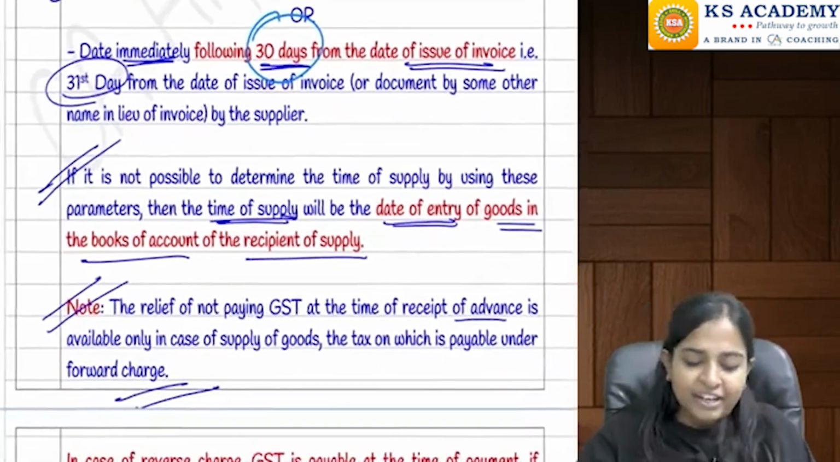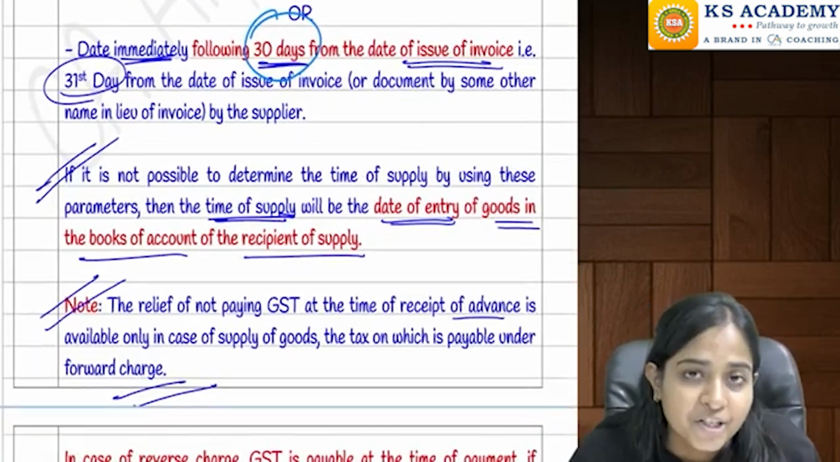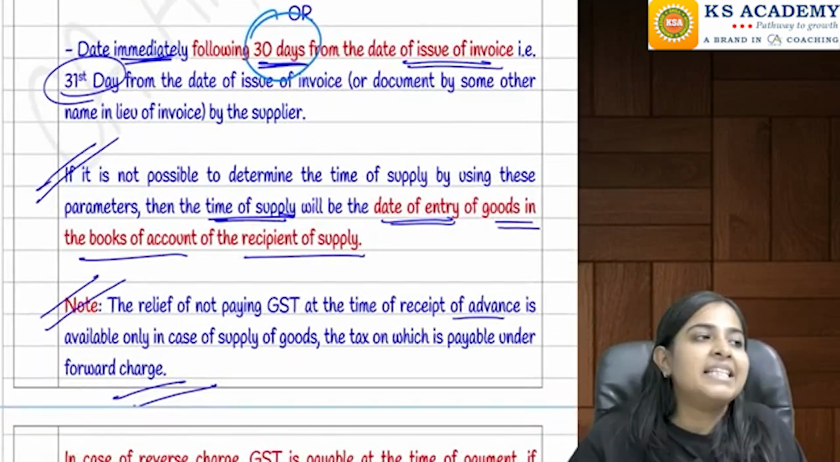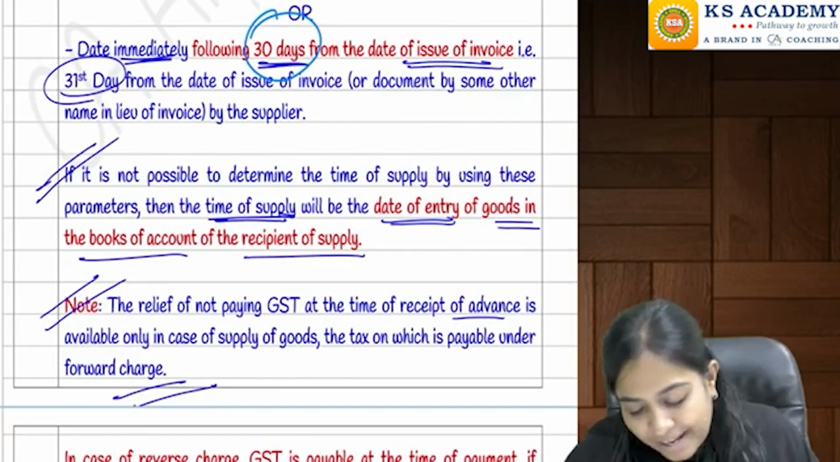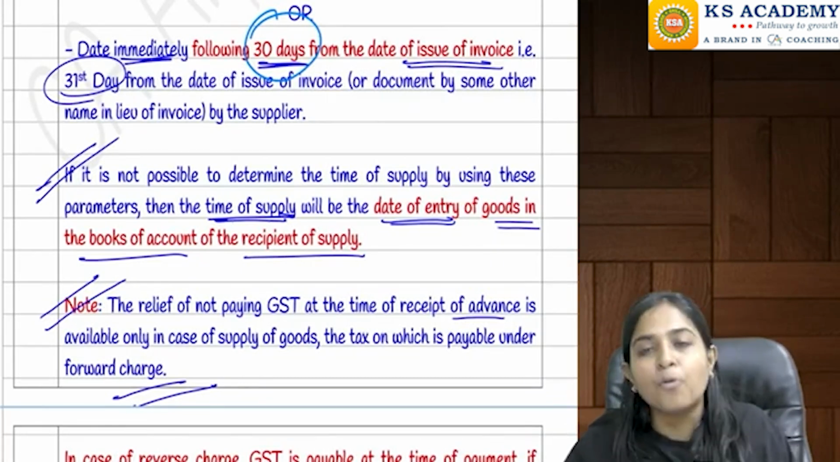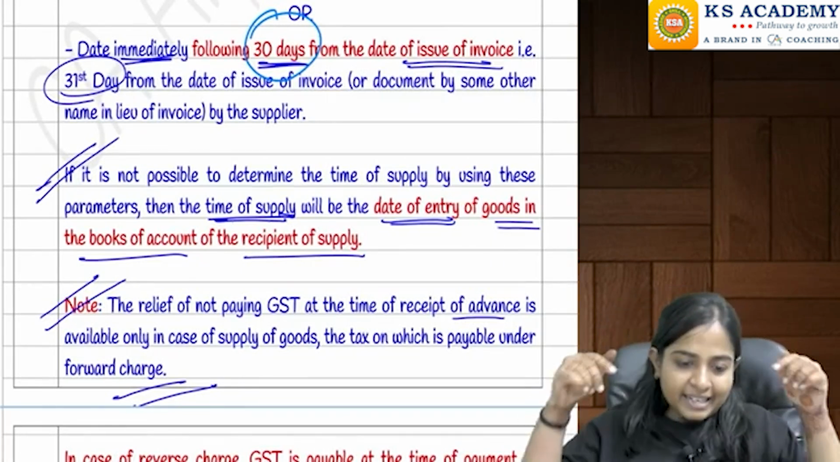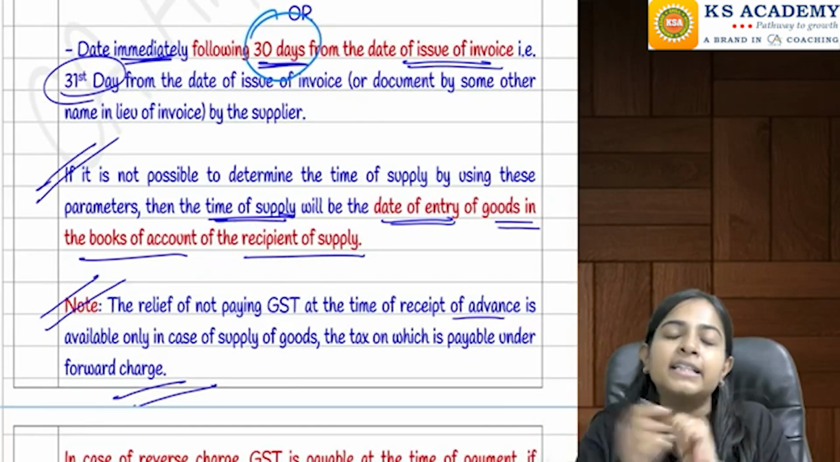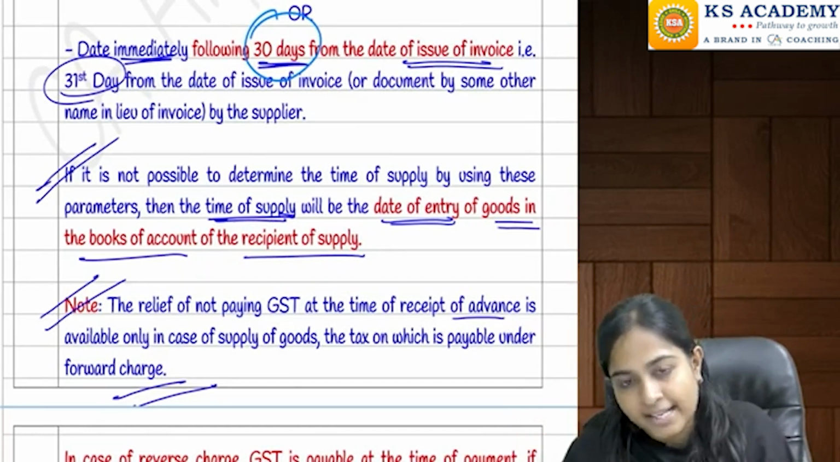Okay, now let's say we are not having this information available with us. Then in such a case, the time of supply will be the date of entry, the date of entry of goods in the books of accounts of the recipient. The day the recipient has recorded it in the books of accounts, that day will be considered as the time of supply.